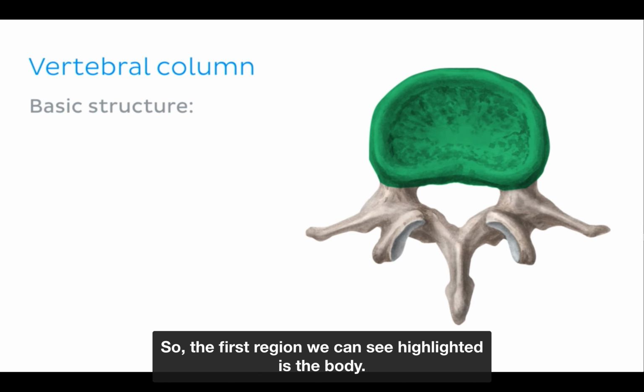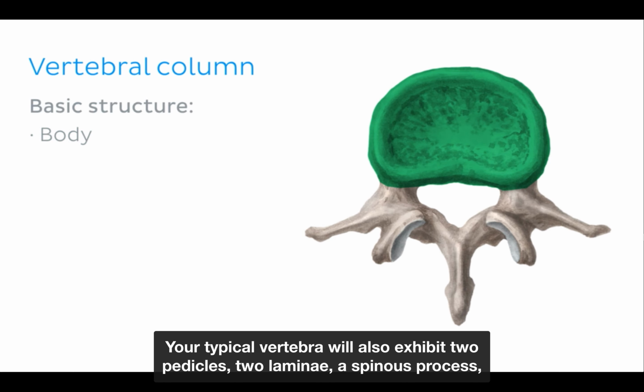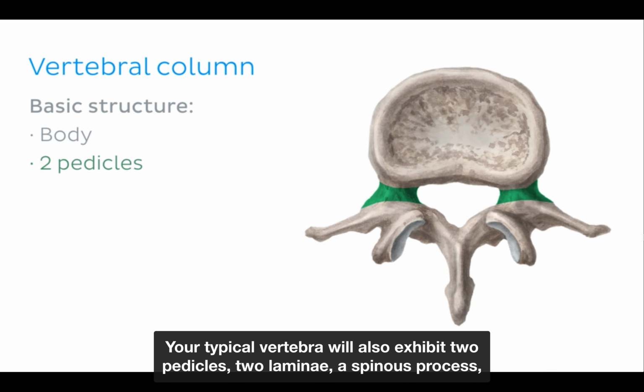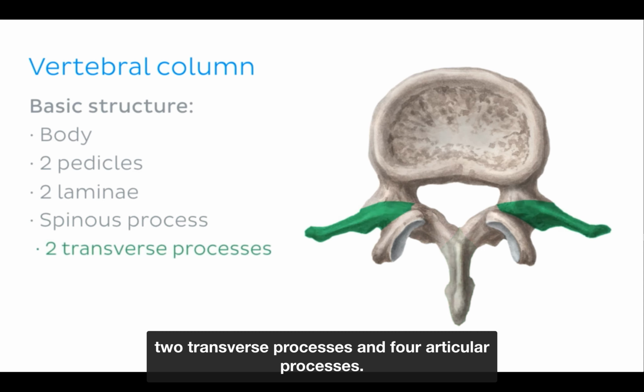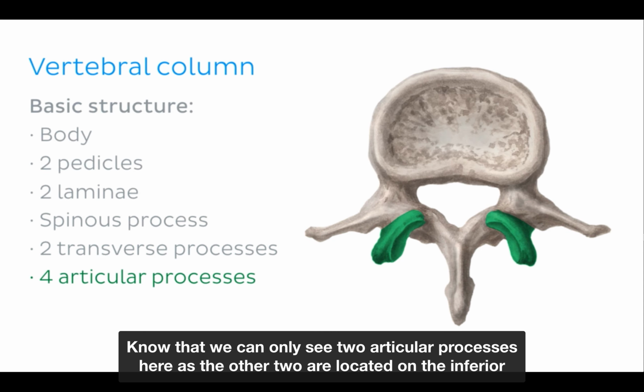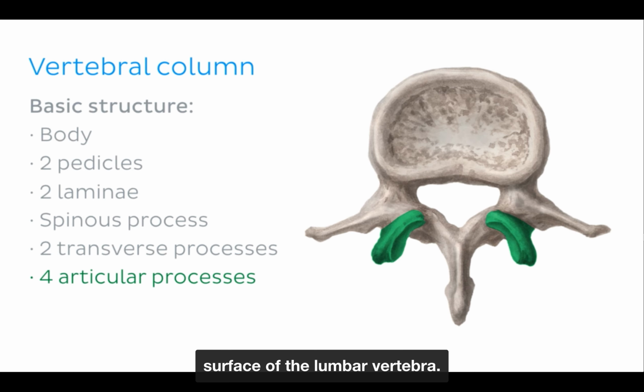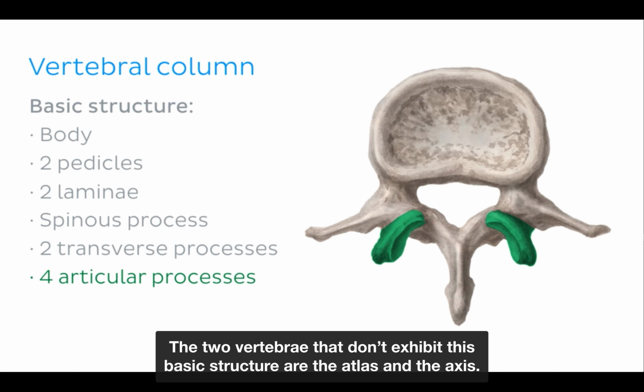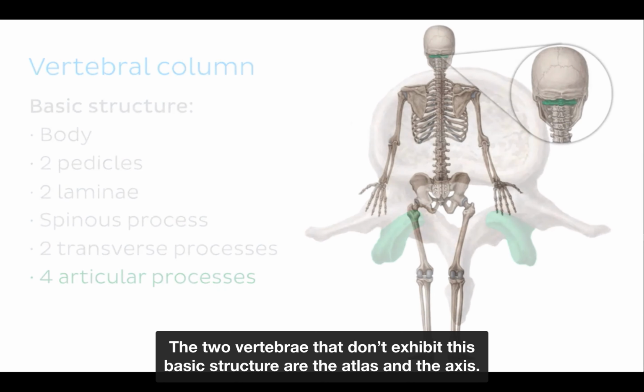So the first region we can see highlighted is the body. Your typical vertebra will also exhibit 2 pedicles, 2 laminae, a spinous process, 2 transverse processes, and 4 articular processes. Note that we can only see 2 articular processes here, as the other 2 are located on the inferior surface of the lumbar vertebra. The 2 vertebrae that don't exhibit this basic structure are the atlas and the axis.